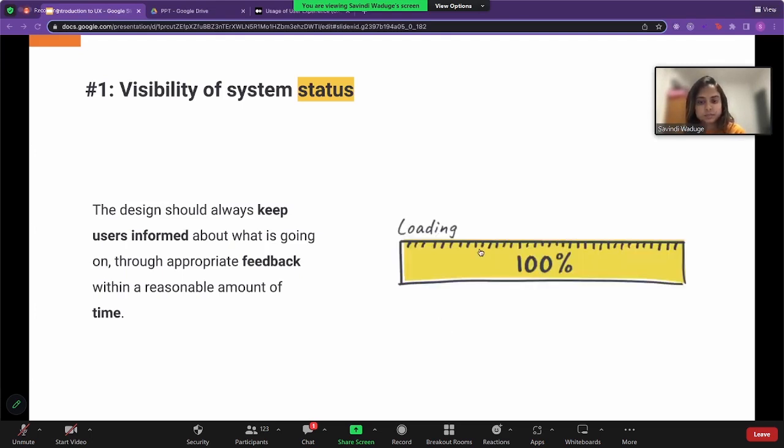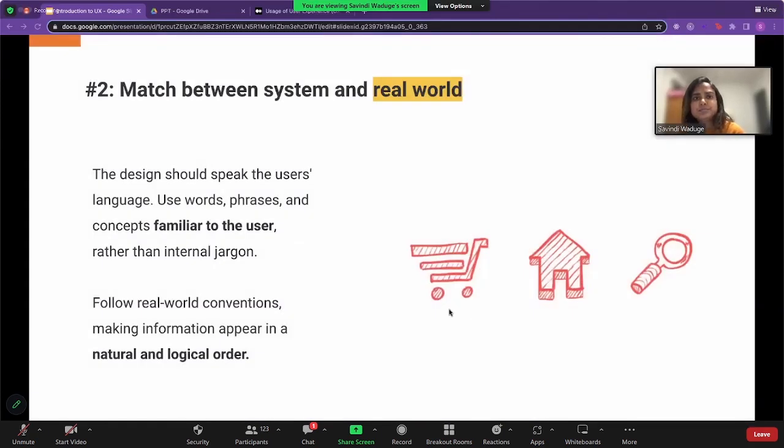And next we have match between system and real world. I'll take an example. You may have worked with the calculator app on your laptop. It follows the same layout as the calculators that you have used in real life, with the numbers 1, 2, 3, 4 starting from the bottom and going to the top. If the computer's calculator app had a different layout, that would be confusing for the user, because the user doesn't just work with your app.